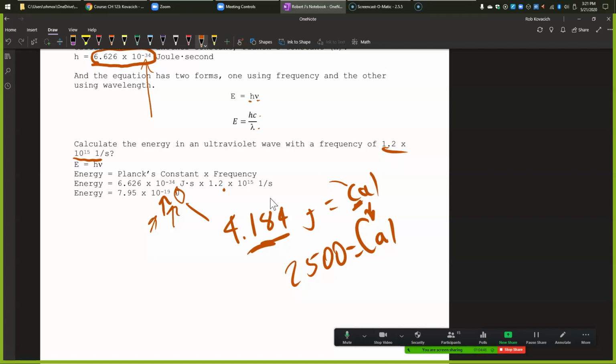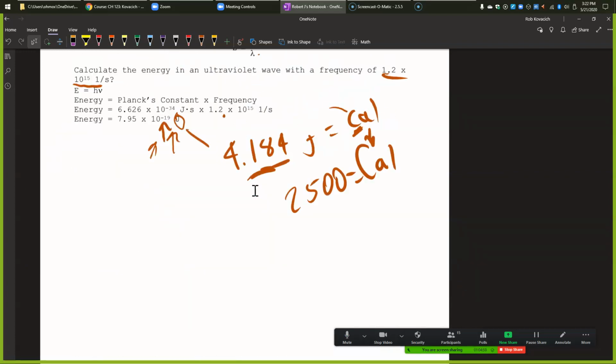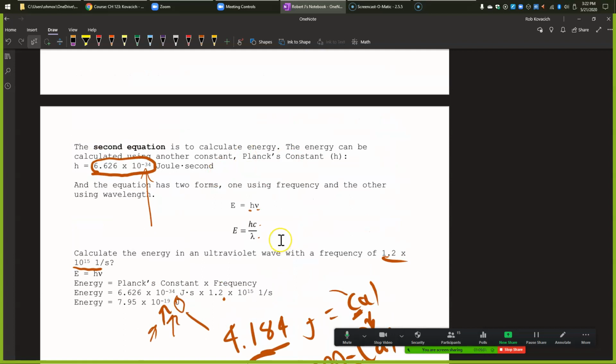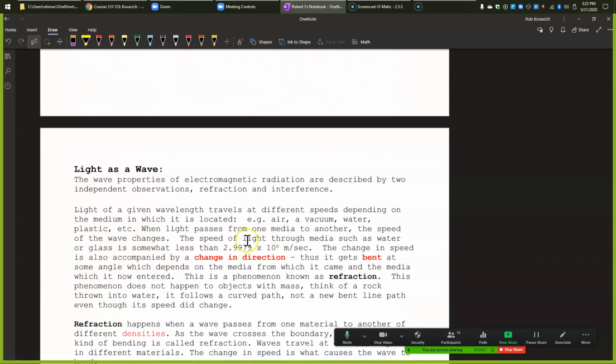So a single photon, a single wavelength of light that hits you, is going to have a very, very small amount of energy. And then I'm just going to let you guys do the algebra if you're given the wavelength or vice versa. So we'll probably do that for the homework.